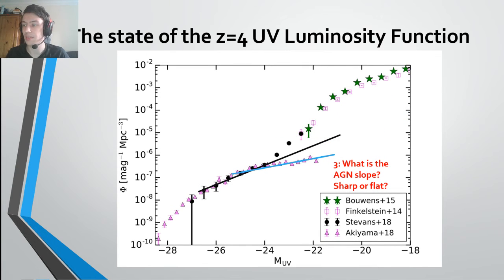And on that topic of the faint end slope of the AGN, there's also the question of what is the faint end slope? Is it steep, as has been suggested in the recent past by Stevens, or is it relatively flat compared to what has been suggested by Akiyama, with power law slopes ranging from minus 1.3 to minus 2.